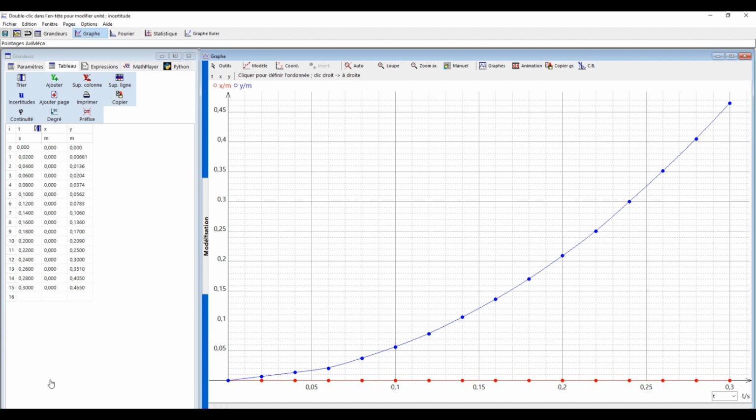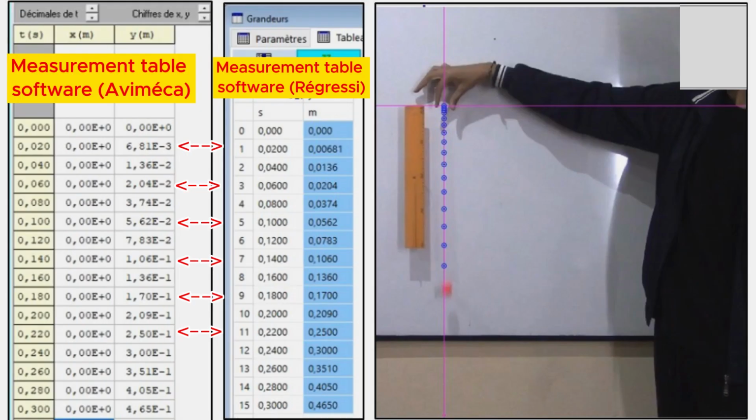Here, we have the table of measurements transmitted by the software, AVI Mecha, to the software, Regressi. To check that this table of measurements obtained is the same as the one we have just studied with the software, AVI Mecha, the values obtained from the two tables are compared.